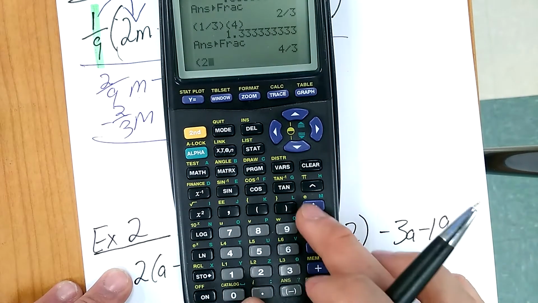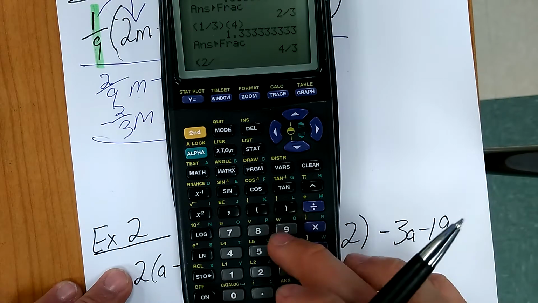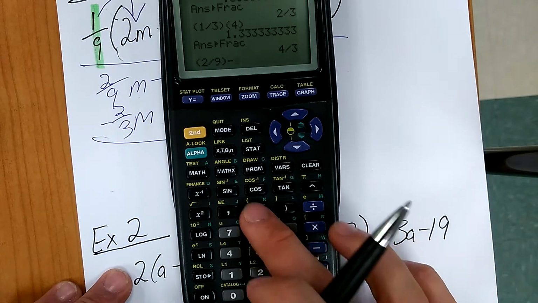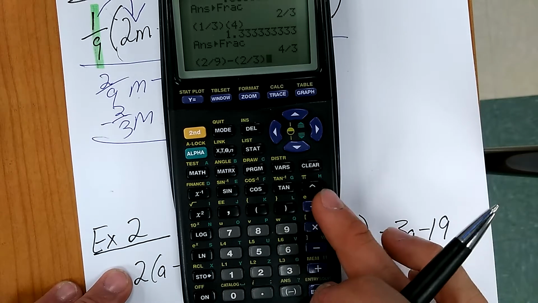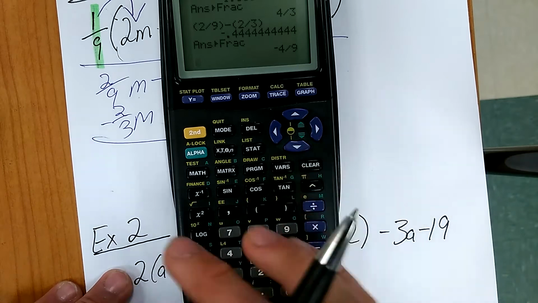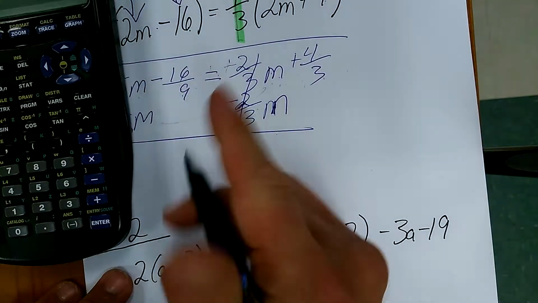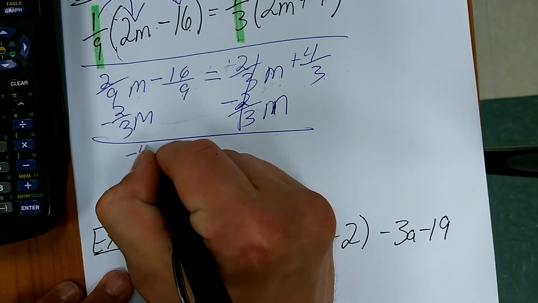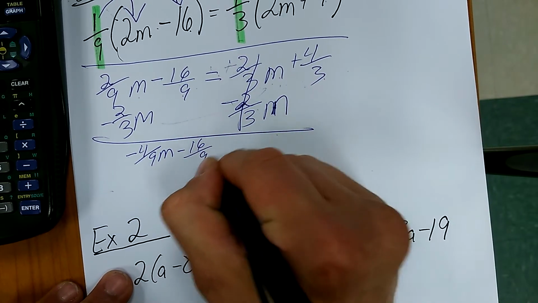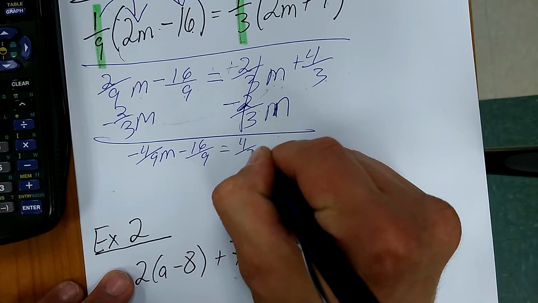Now, to do this in your calculator, what you will do, 2/9, open a parenthesis to complete 2 divided by 9, subtract parenthesis 2 divided by 3, enter. We get this decimal. Math, enter, enter. -4/9 m. So we get -4/9 m minus 16/9 equals 4/3.